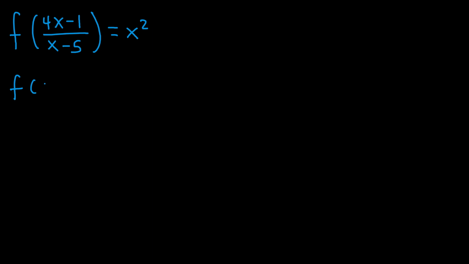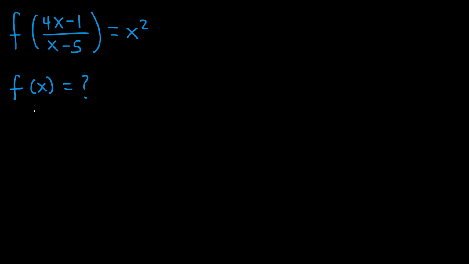Let's say we have a functional equation f of (4x - 1)/(x - 5), and this is equal to x to the power of 2, and we need to find f of x. Now I know some people might try solving this by setting the inside to be equal to x, but that's not the right way to solve this.